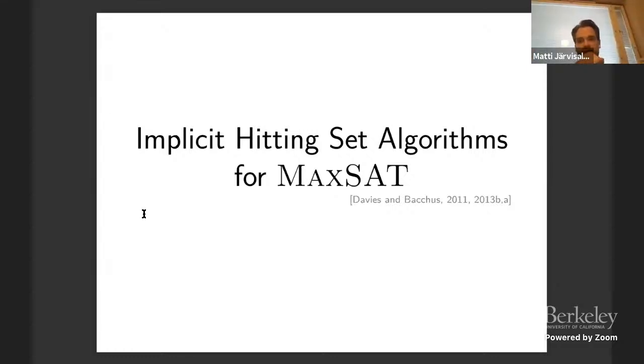All right. Yeah, so I'll try to be fairly quick on this implicit hitting set part because I feel that there might be overlap with previous talks on this, and it's good to give some time for Jeremias to talk about the incomplete part because there's quite a bit of new developments there. But about this implicit hitting set algorithm for MaxSat, one should first of all point out that this general idea.